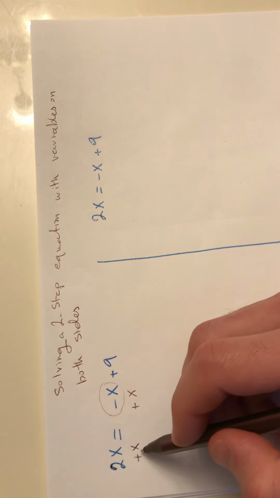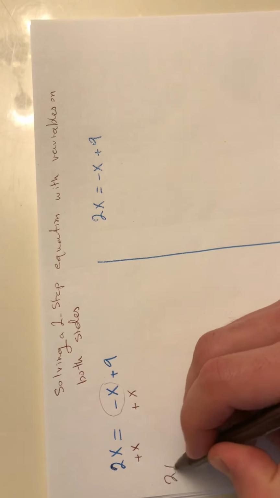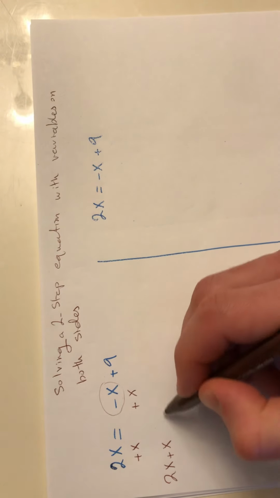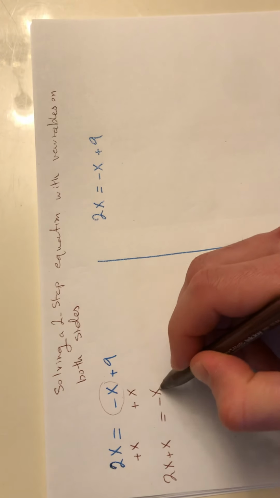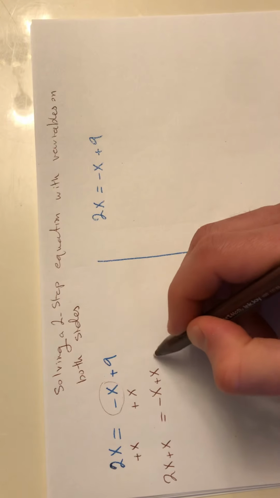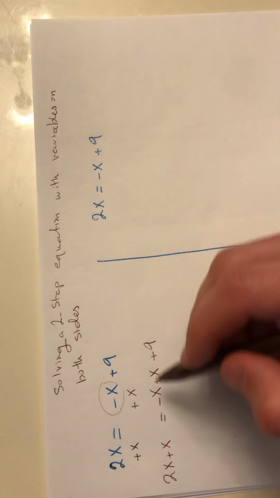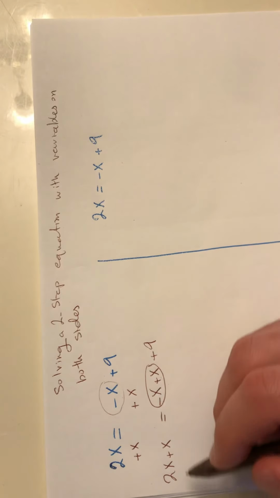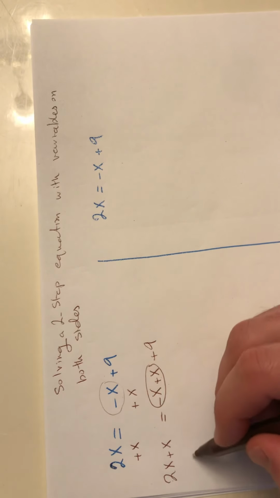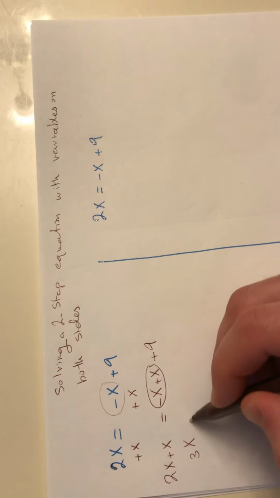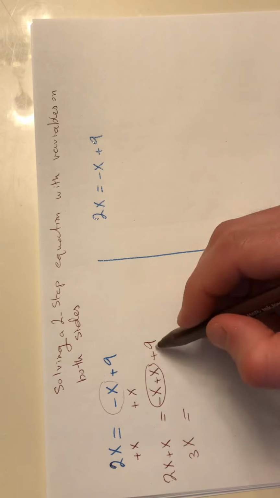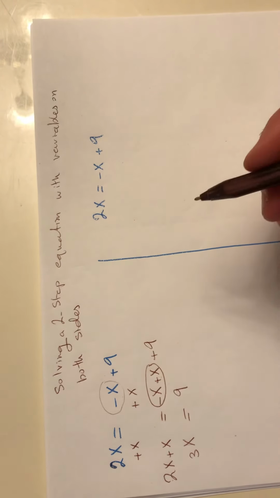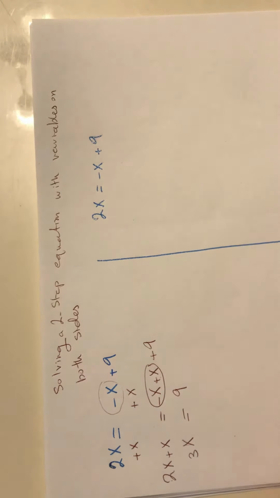Okay, so 2x plus x, you end up with 2x plus x. On the other side, you're going to end up with negative x plus x plus 9. Negative x plus x, those two add up to 0. So you're going to end up with 2x plus x, that is 3x, equals 0 plus 9, or just 9. So this is your first step. Now you have 3x equals 9.